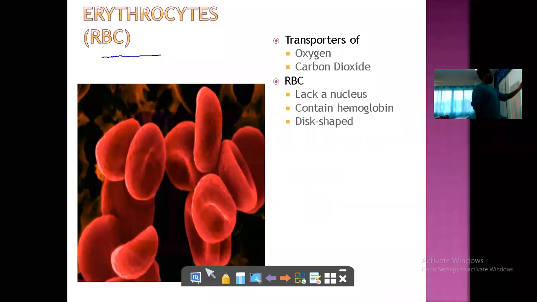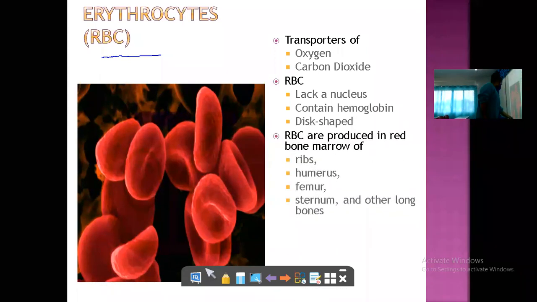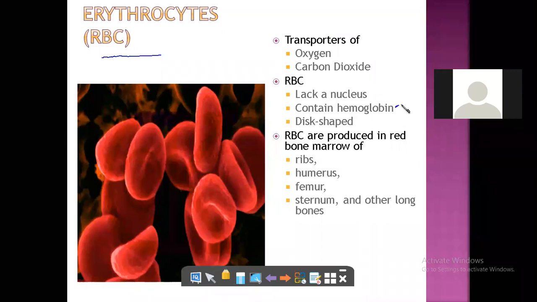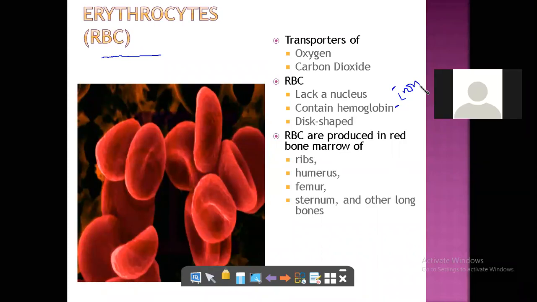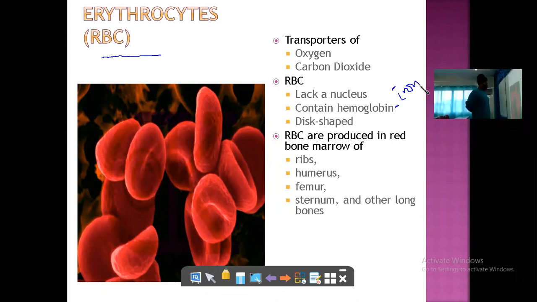Hemoglobin is a red pigment containing iron. Red blood cells have this shape so that it allows for maximum space to accommodate enough hemoglobin and also enough oxygen molecules. Red blood cells are produced in the red bone marrow of the ribs, humerus, femur, sternum, and other long bones in your body.